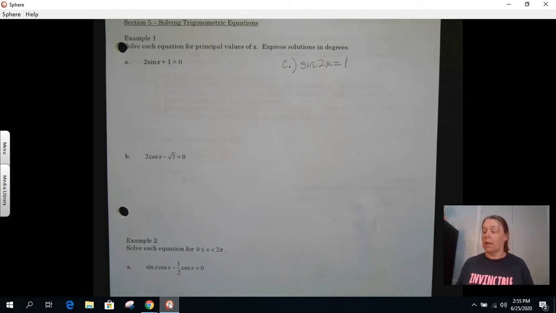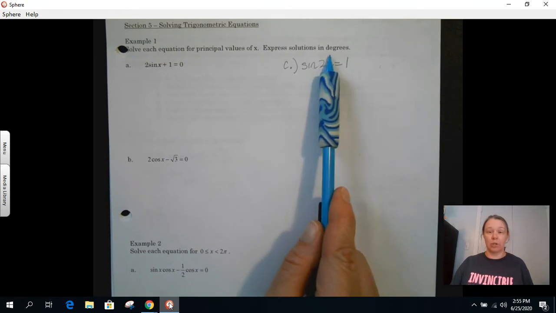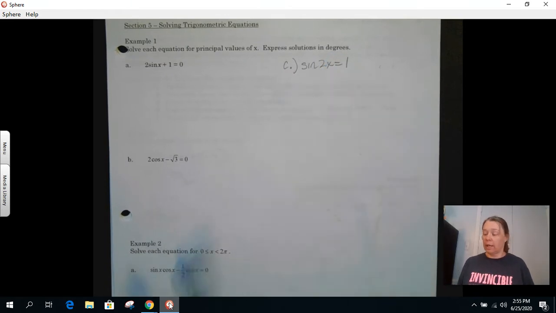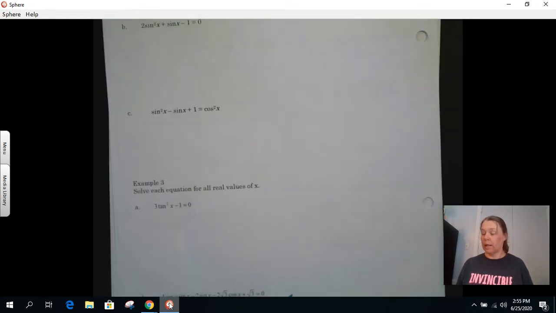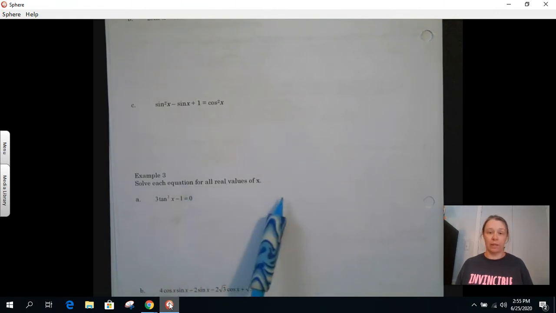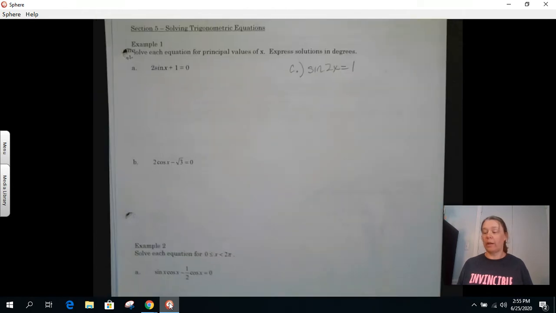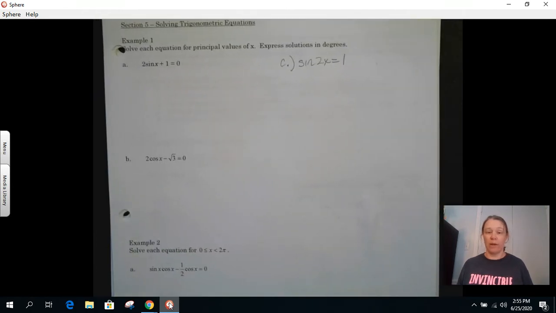The first one says to solve each equation for principal values. It says to express your solution in degrees. The second example says to solve each equation, and it gives an interval from 0 to 2 pi. And in the third example, it says to solve each equation for all real values of x. So how we solve is going to be similar in all of them, but how we give our final answers is what is really going to vary.